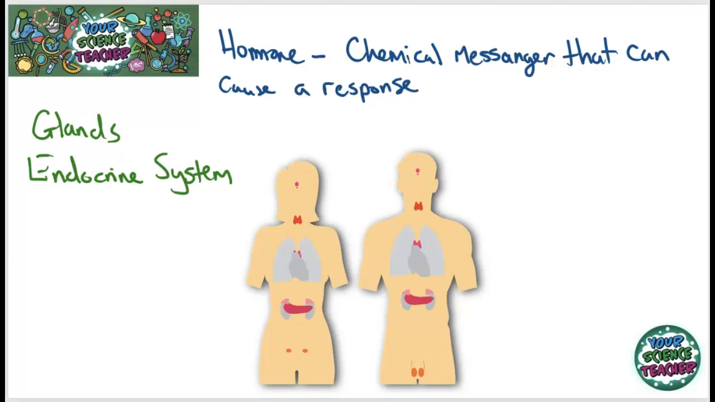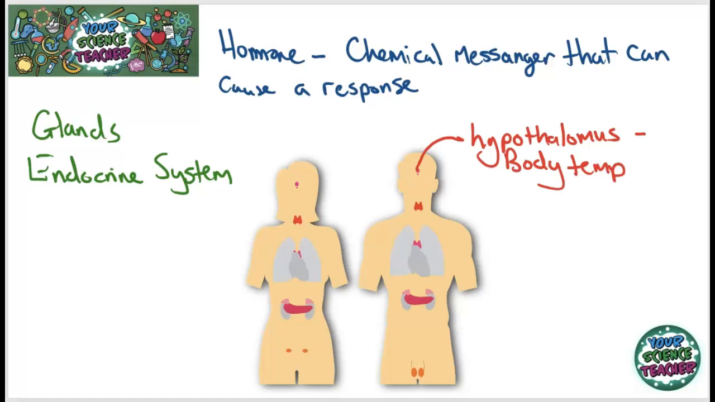If we start by looking at this big gland in our brain, that is known as the hypothalamus. And that is responsible for controlling many processes in homeostasis, such as body temperature. Without the hypothalamus, we would not be able to keep our body temperature at a steady rate. Underneath the hypothalamus, we have the pituitary gland, also known as the master gland. It is actually the smaller one in our brain.